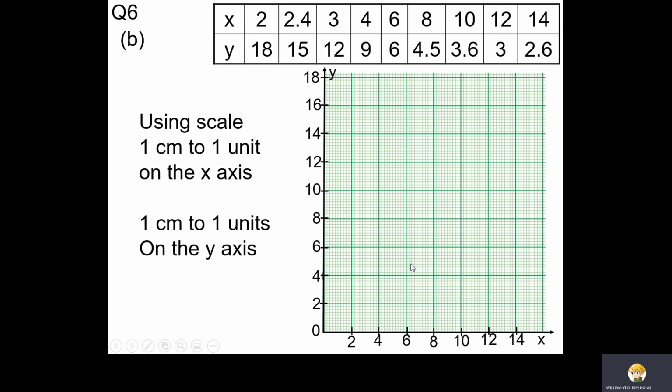Now, plot the points. Normally you are given 9 points, see? 9 points. Connect all of them using a smooth curve. As smooth as butter. Buttery smooth.